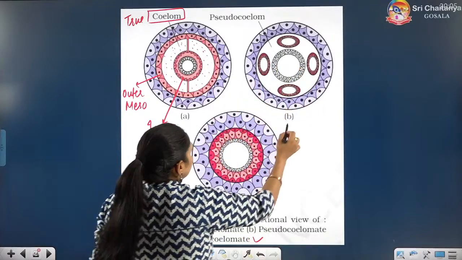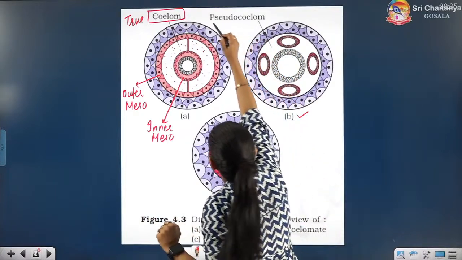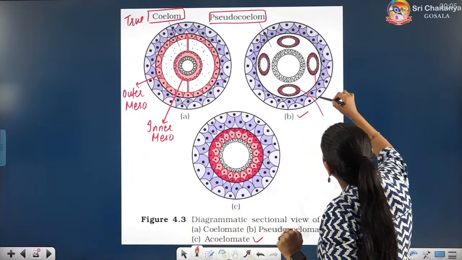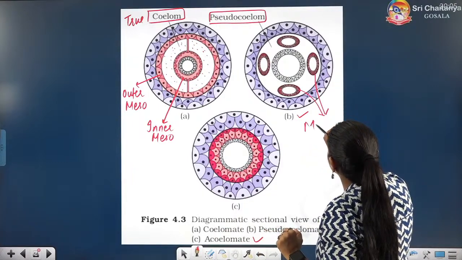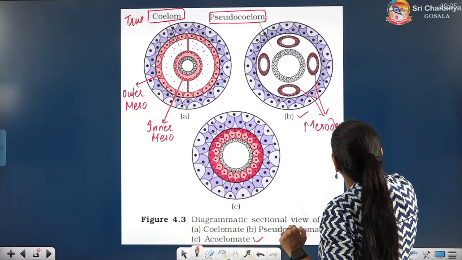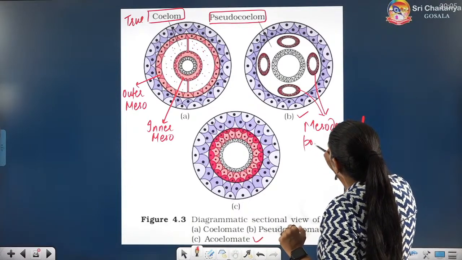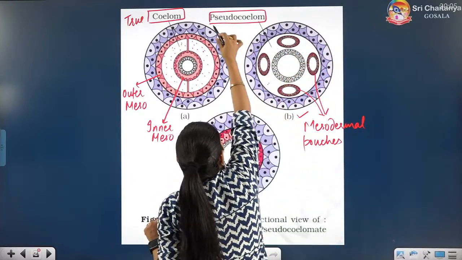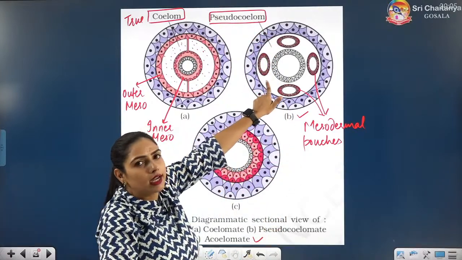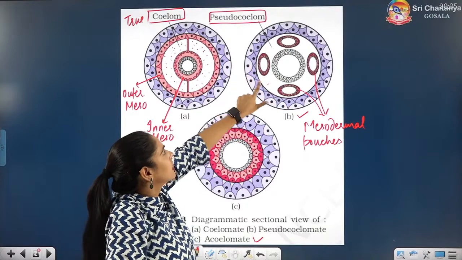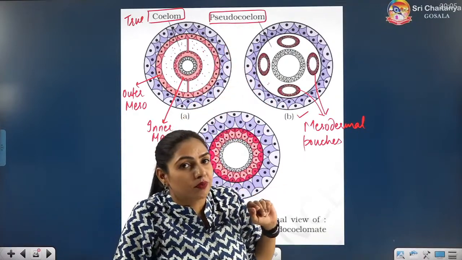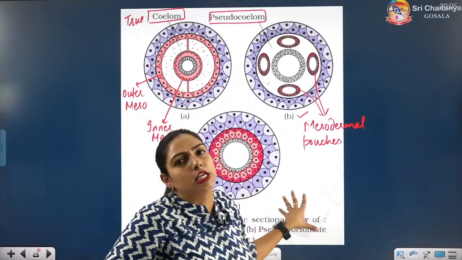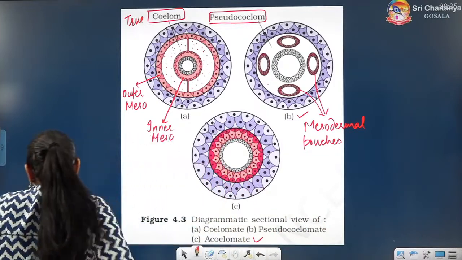If we talk about the next figure, here you can see the false coelom, pseudocoelom, because the mesoderm is present as mesodermal pouches. These are the mesodermal pouches, everyone. So these pouches are scattered in this coelom. So this space is known as pseudocoelom. Since this space is not lined by the mesoderm on both the sides, we cannot call this space a true coelom. So I have already told you the examples of true coelomates, pseudocoelomates and acoelomates. So I hope you have understood this as well.